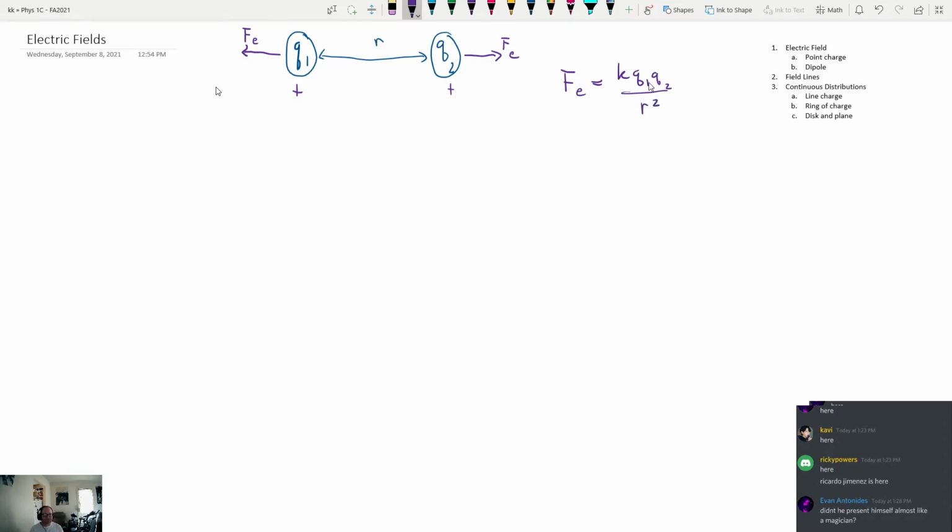We learned that it's a vector. The way your book does this is they put the absolute value signs in here. I'm not always going to write the absolute value signs, but when I write Q1, I just mean the magnitude of the charge. Anyway, we learned about this. This is called the electric force, the Coulomb force, Coulomb's law, whatever you want to call it. And this is going to be the starting point for defining what an electric field is.